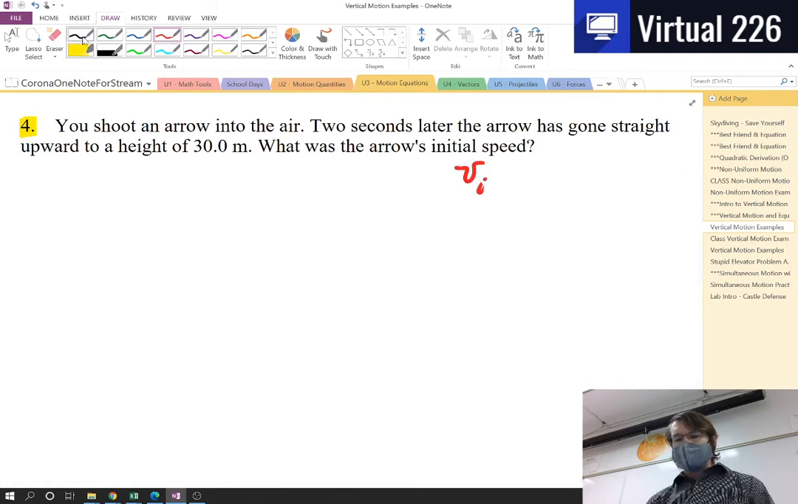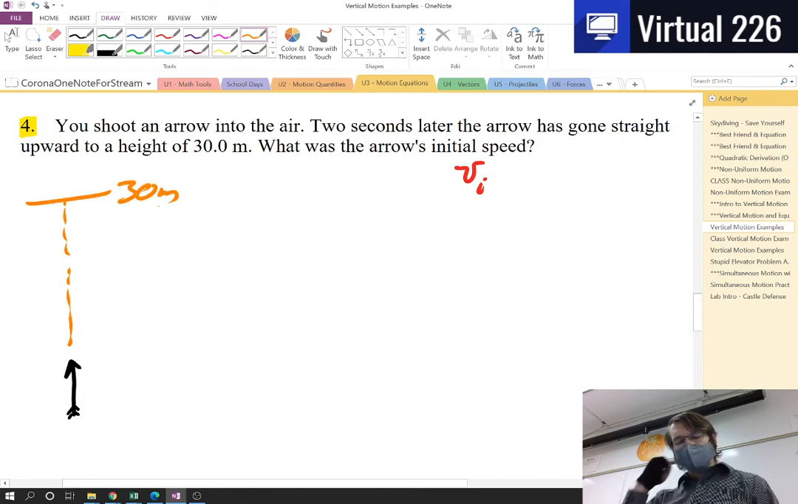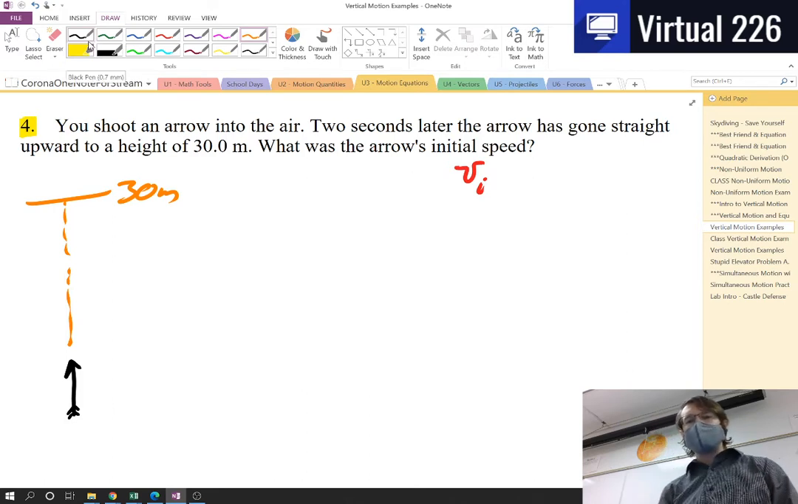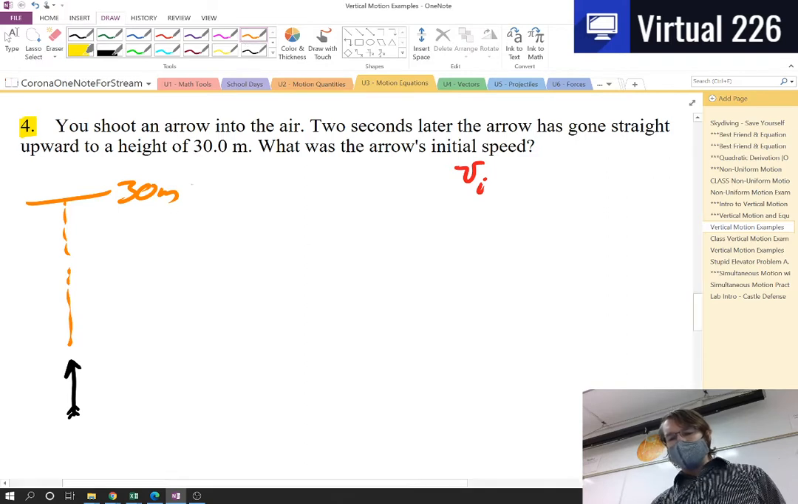A little weird. Let's draw a picture. Make Grandpappy Botzer proud. There's the arrow, and it's going up, and it gets way up here to 30 meters. Now, while it's at a height of 30 meters, that may or may not be a maximum height. They don't specify that it's a maximum height here, so we cannot say that the final velocity is 0. No. We just know it's at a height of 30 meters. We just know that this is the delta x.